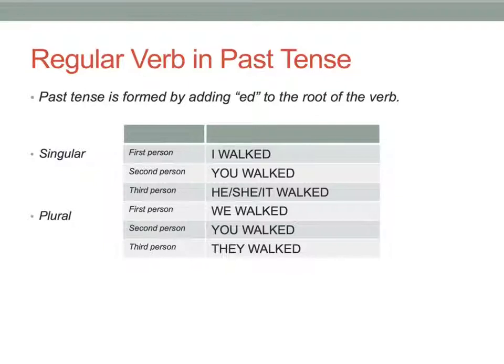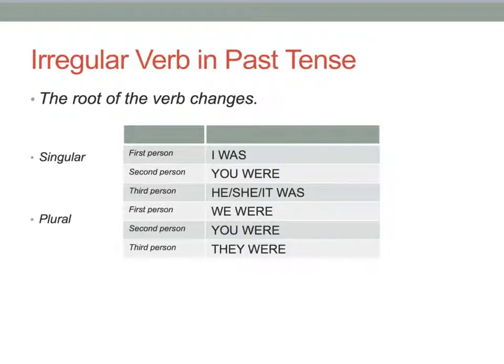How do you form a regular verb in the past tense? You just add ed to the root of the verb. Gets a little trickier with irregular verbs because the root of the verb changes. So, for example, the verb to be, very irregular. I was, you were. So there's no ed added on. Same thing with very common verbs like take, to take. Past tense is I took a book to school. And you have to memorize these if you're not familiar with them. So Chapter 29 will have a list of irregular verbs to study.